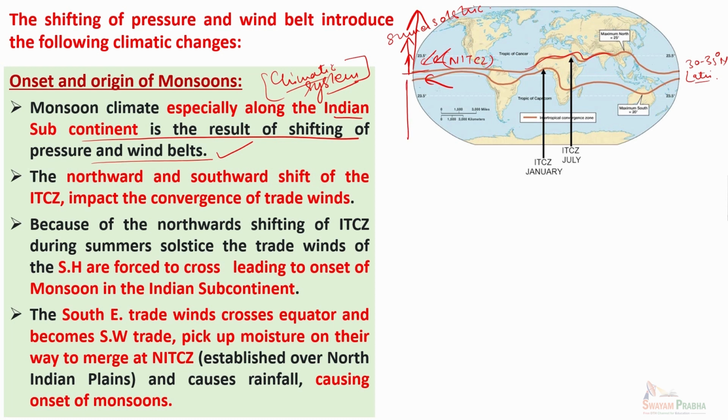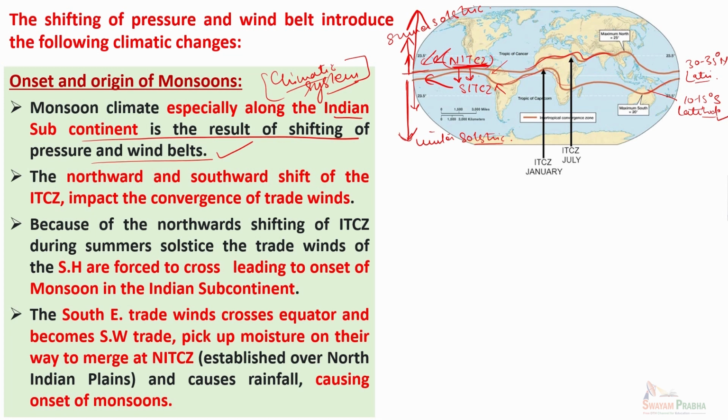Similarly, during the winter solstice, that is when you have winters in the northern hemisphere and summers in the southern hemisphere, with the apparent southward movement of the sun, all the pressure belts also tend to shift southward. So the North Intertropical Convergence Zone also shifts southward, establishing itself somewhere around 10 to 15 degrees south latitude in the southern hemisphere. So now it becomes the South Intertropical Convergence Zone, and the trade winds converge along this region.